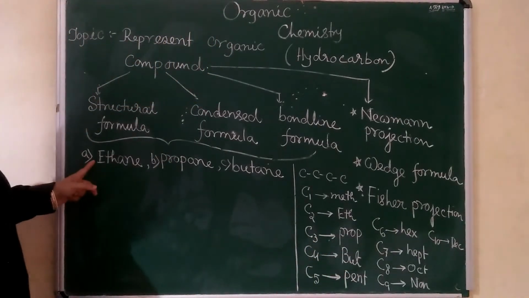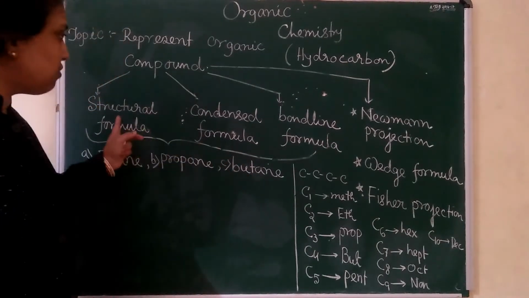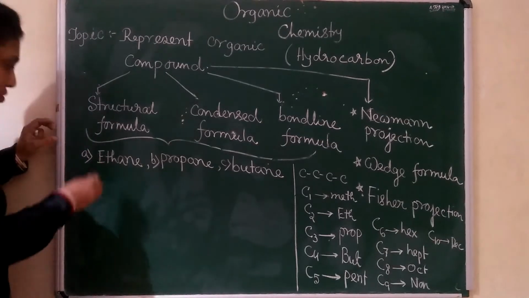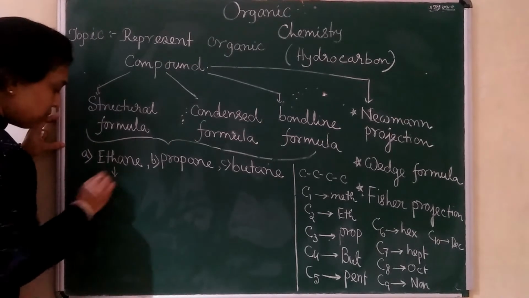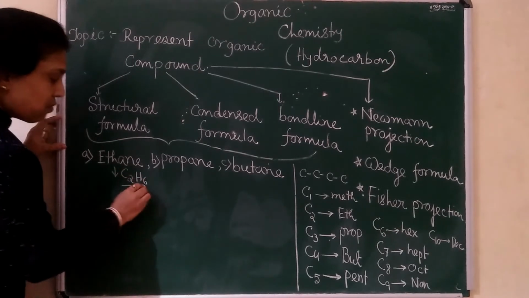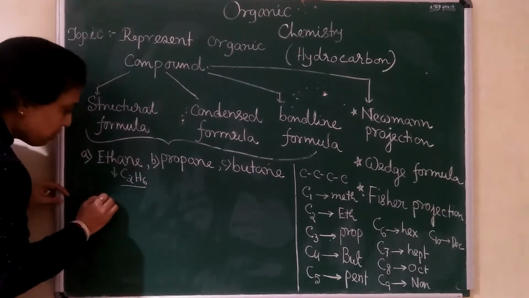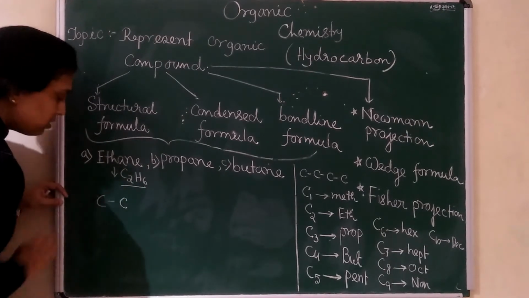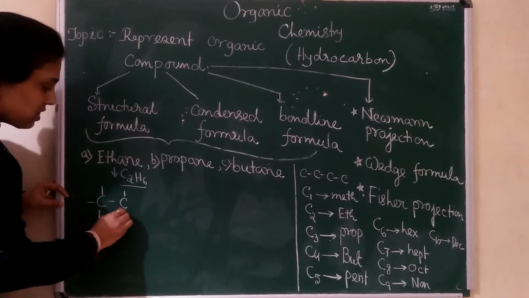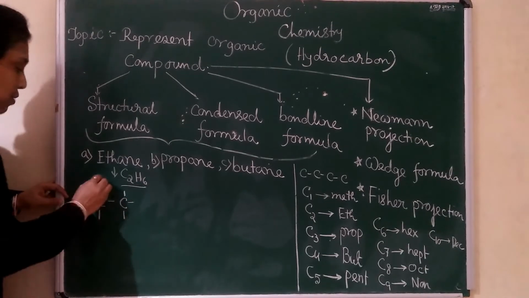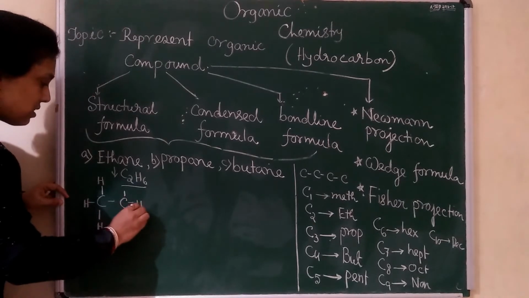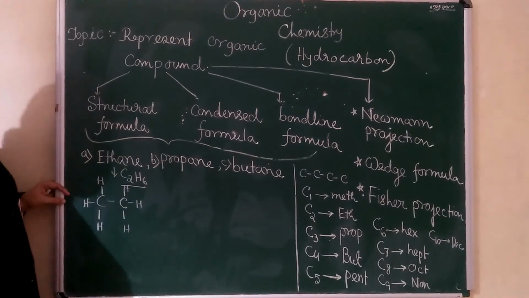Now I have taken 3 molecules, and I have to represent them in 3 different ways. The first one is ethane. What is the ethane formula? You know, C2H6. How will we represent the carbon chain? 2 carbons in the chain, and carbon's valency is 4, so tetravalency has to be satisfied.